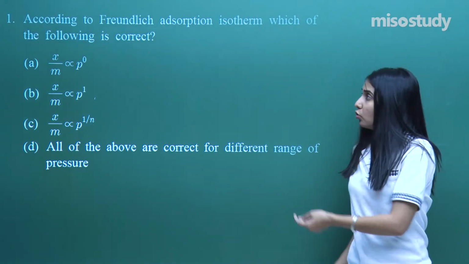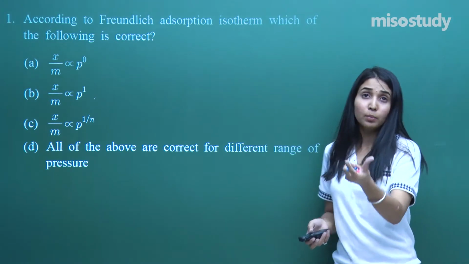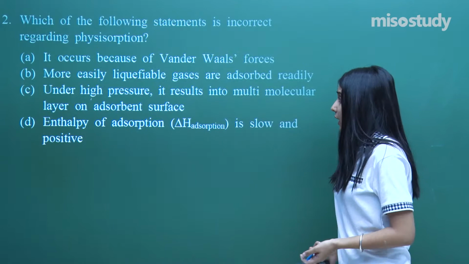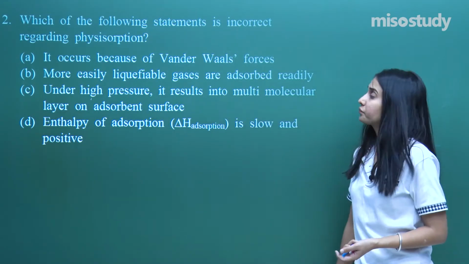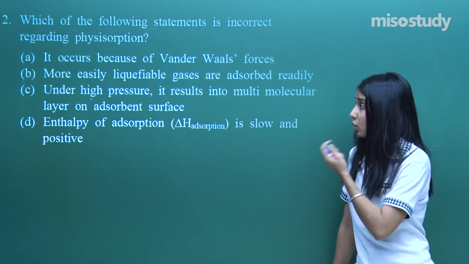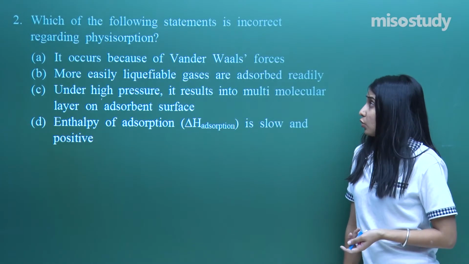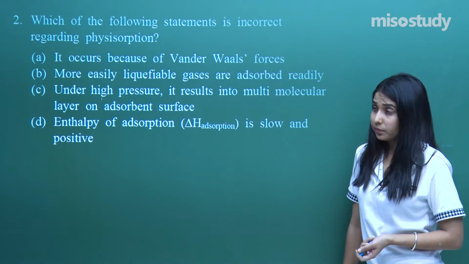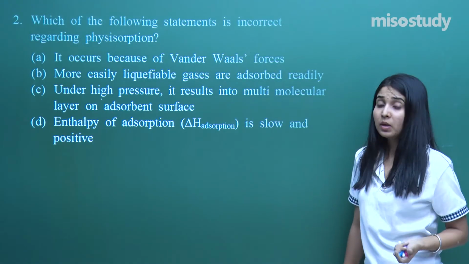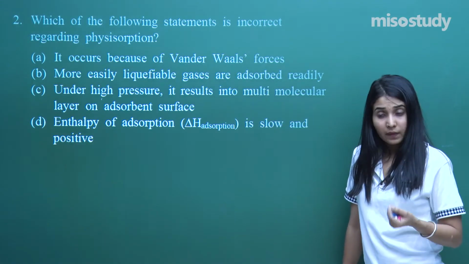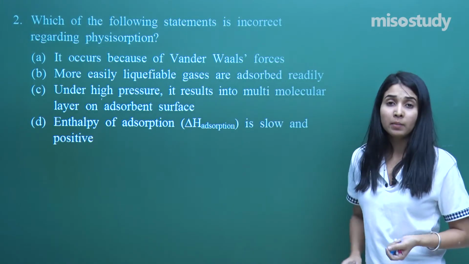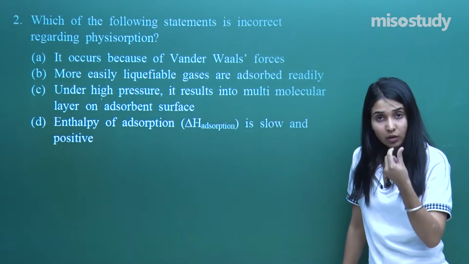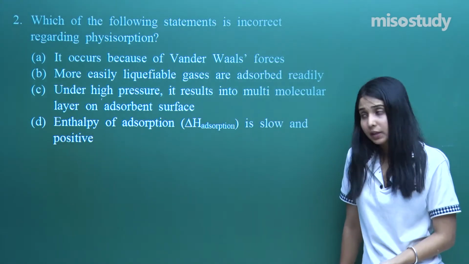So all that I had to do was pick up the points, I need to pick up my Freundlich adsorption isotherm, right? Then coming up to the next question, what does it say? It says, which of the following statements is incorrect regarding my physisorption? Now again, the word physisorption has come. That means I should have a clear picture in my mind of what physical adsorption used to refer to, how it was done, how the graphs are there, and what it means, right?